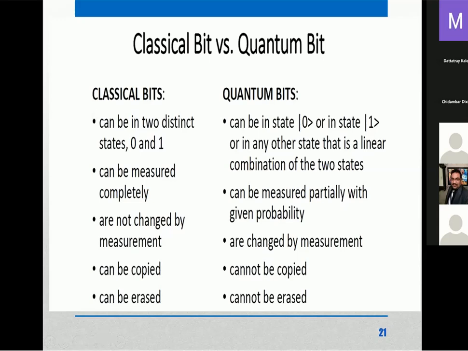There is no change in the output depending upon when we use the 0, 1 truth table or something like that. Quantum bits are changed by the measurement. Classical bits can be copied; quantum bits cannot be copied. The next is can be erased. You cannot erase that because it is in superposition, which is captured in a quantum computer.